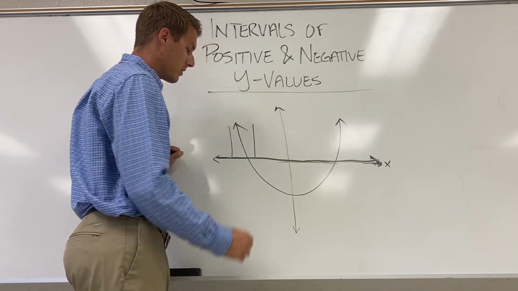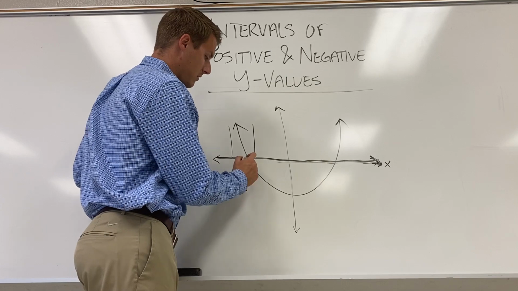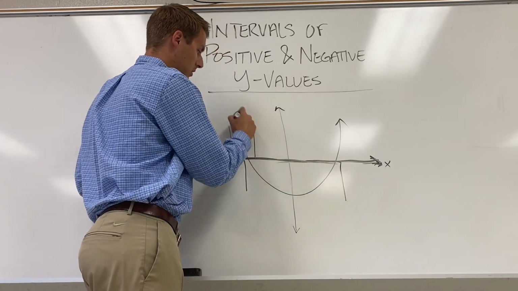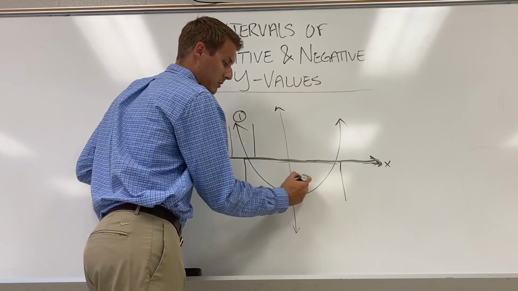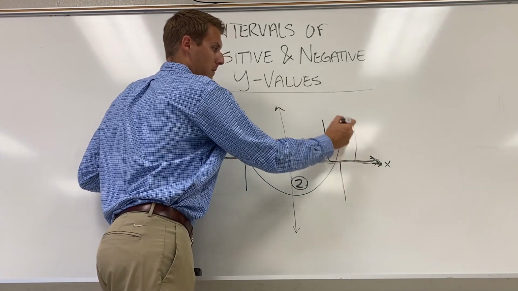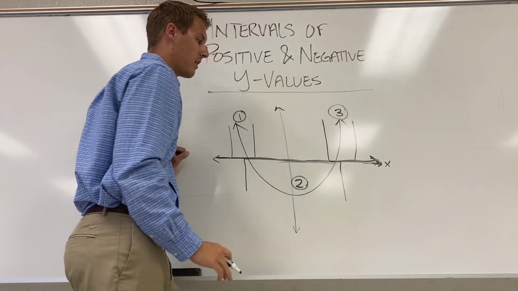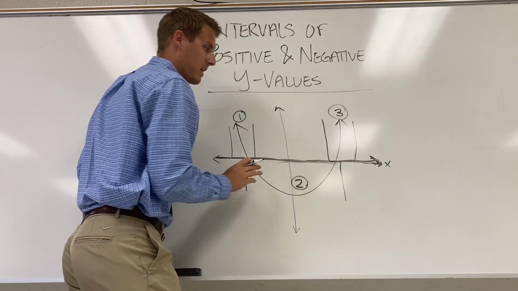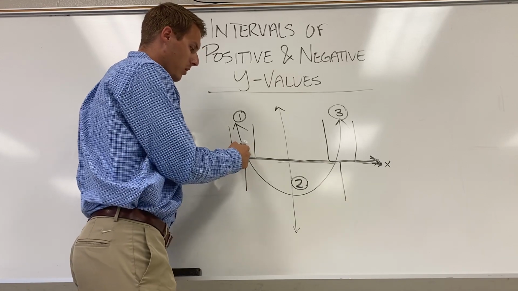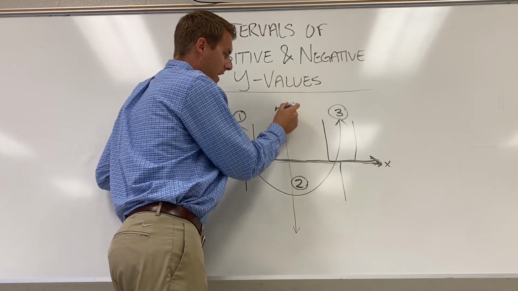All right, I got one part there. All right, I've got another part here. So I've got this one. This would be 2. And then let me separate this one out into 3. Okay, so I got 3 parts to this graph, all separated by the x-axis. Okay. So part 1, I got my y-axis.